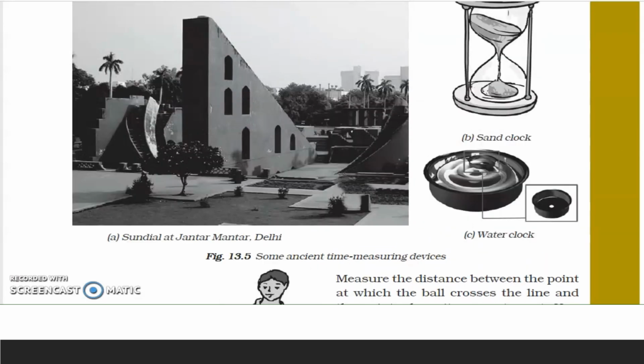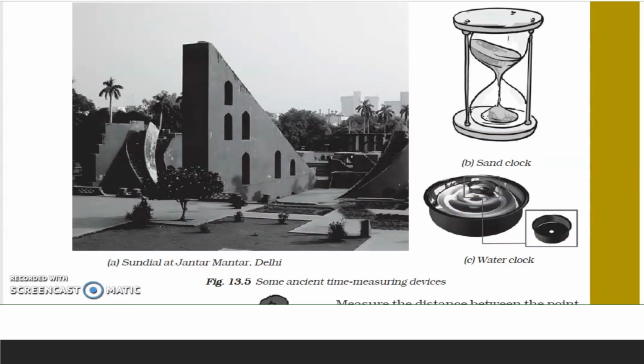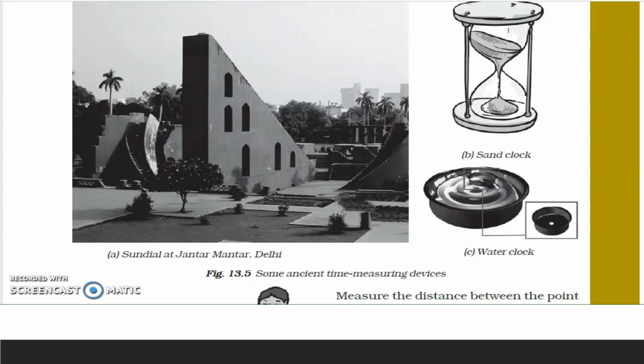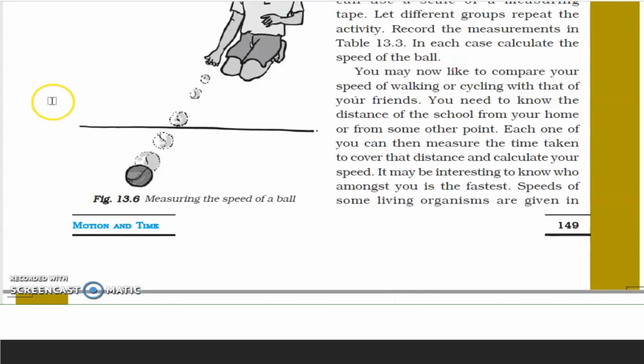So these are some of the previously used clocks. The sundial I was talking about, you can see in Jantar Mantar, Delhi. Sand clocks and water clocks are some of the clocks used in ancient times when the pendulum was not discovered. So this is how you can measure the speed of a ball. It's a very simple one.